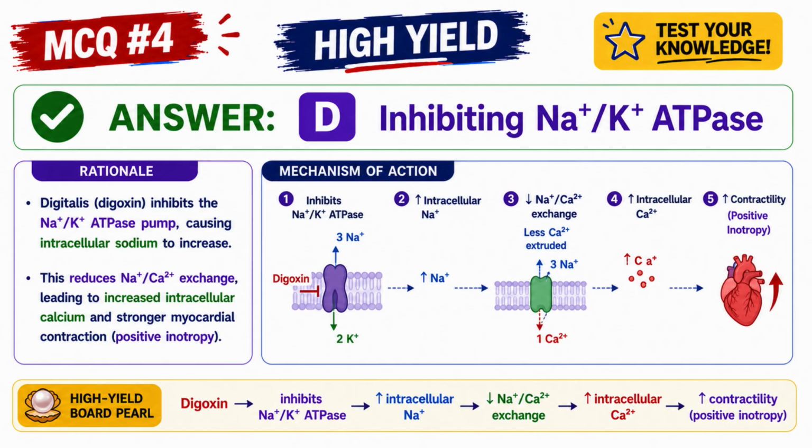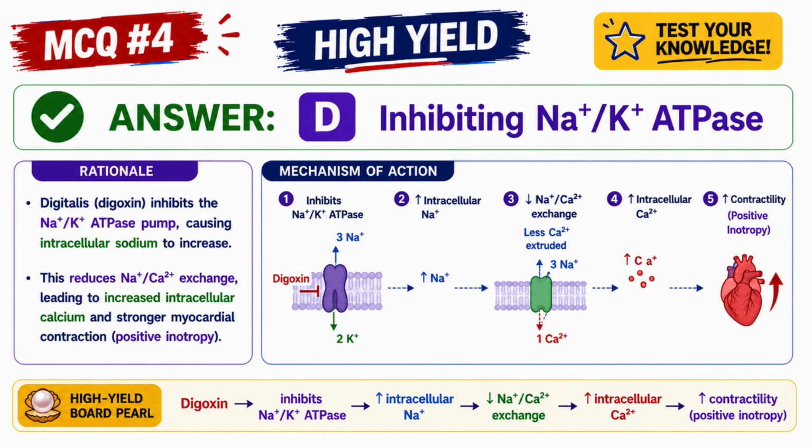The complete board chain. Digoxin inhibits Na/K ATPase. Intracellular sodium rises. Sodium-calcium exchanger activity decreases. Intracellular calcium rises. Stronger contraction. This is also why hypokalemia potentiates digoxin toxicity.